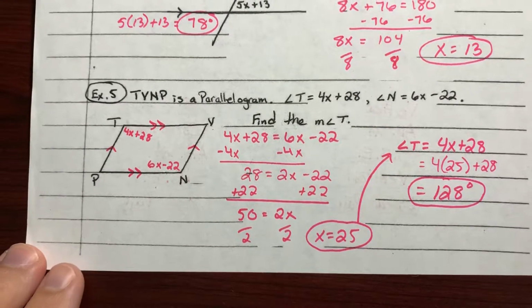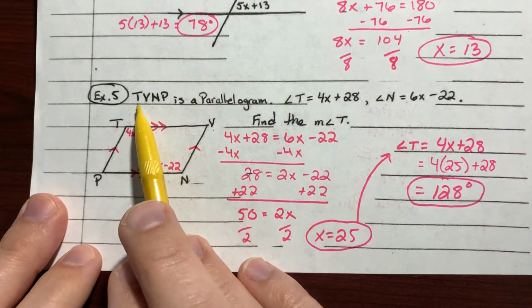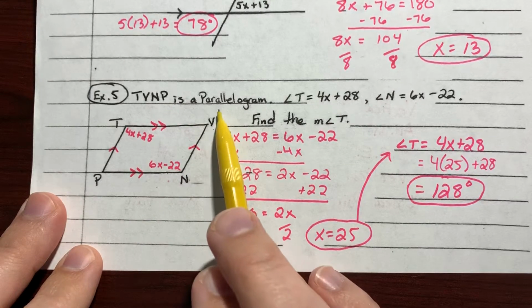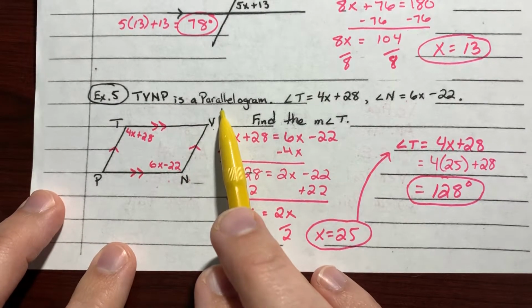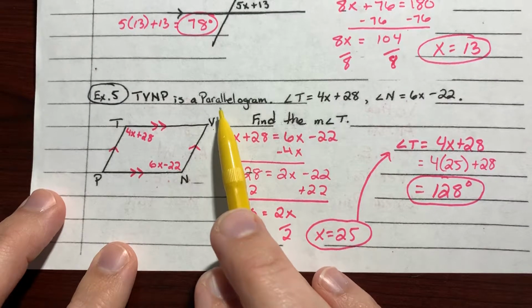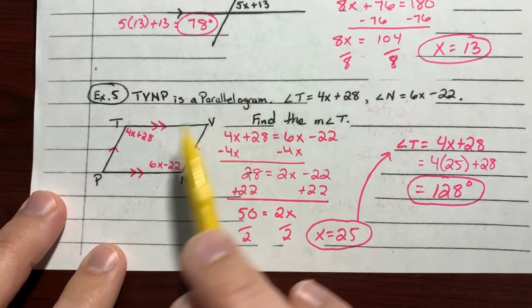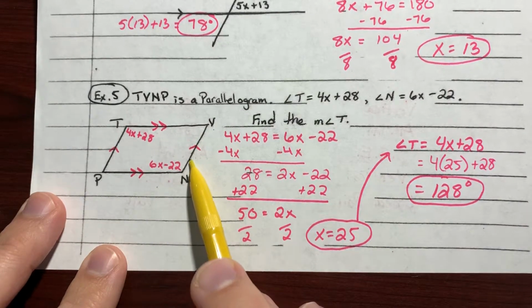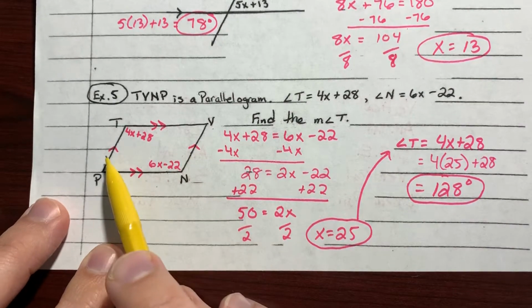All right, example 5. Diagram TVNP is a parallelogram. Now, what does that mean? That means that all of the opposite sides are parallel to each other. The left-hand side is parallel to the right-hand side. The way we represent that is with an arrow.